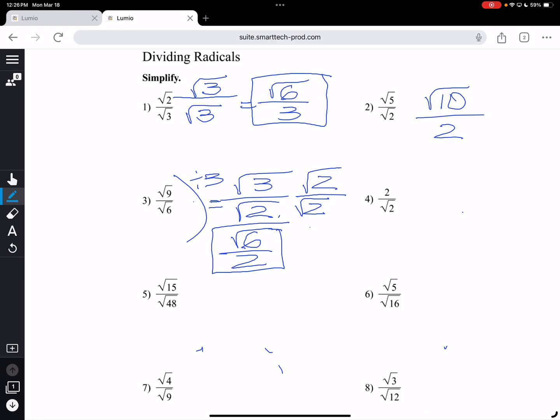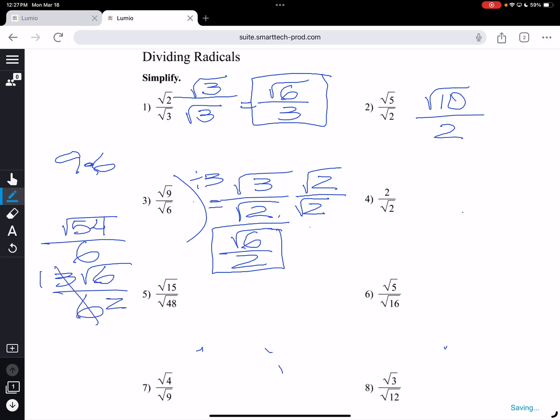Kevin, what did you get right after you did radical times radical 6? Radical 54 over 6. I see what you're saying now. And then when you break down 54, that gives us what? 9 times 6, so we have 3 radical 6 all over 6. And then we had to remember to simplify, and you're back to radical 6 over 2. It was just a longer version.